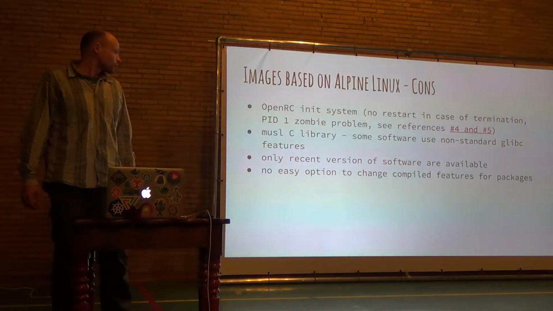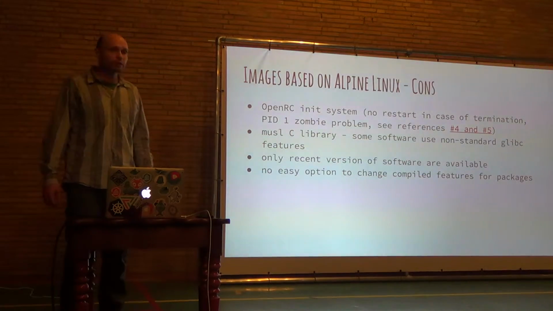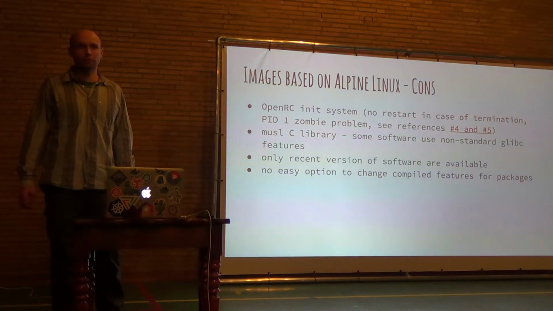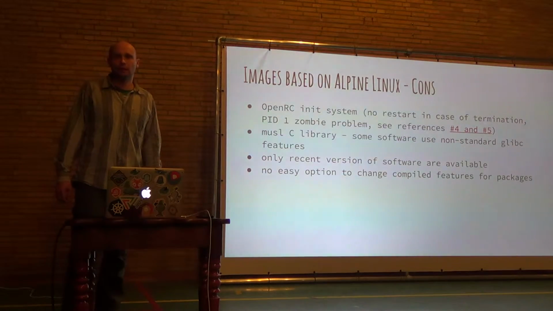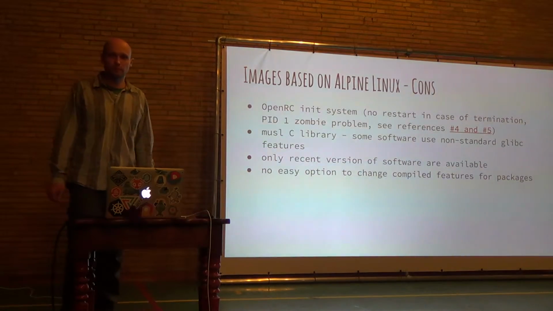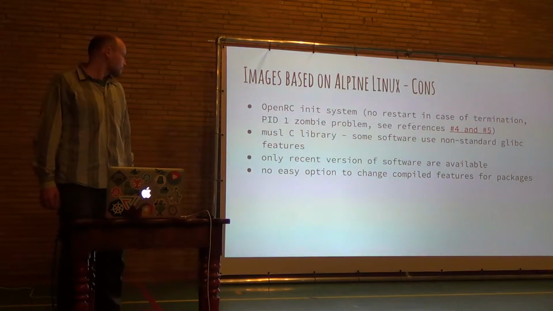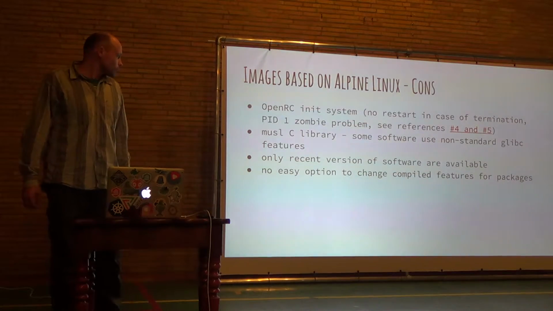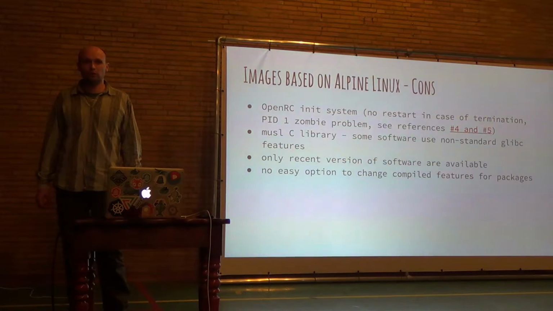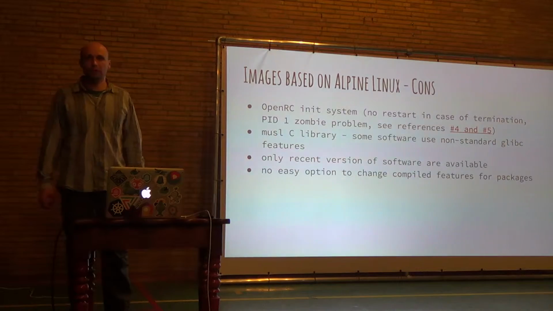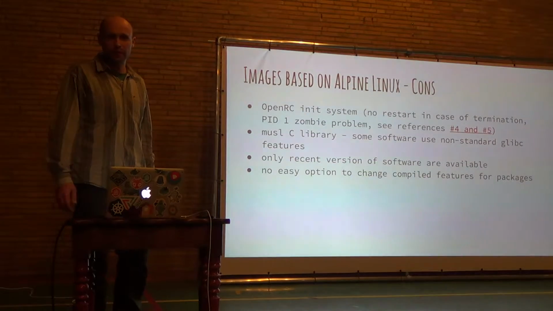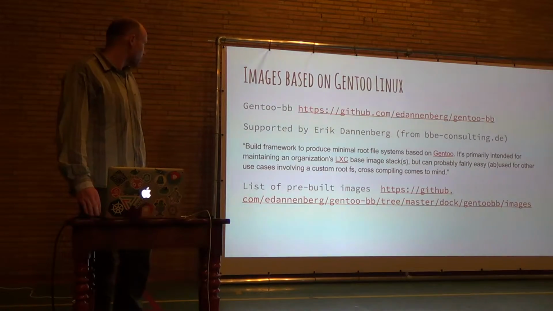And not all recent versions of software are available in the Alpine package manager, so it might be a problem if you want to run, for example, an old version of Node.js or PHP where you know your software is working. And there is no easy option to change compiled features, but that's common for Ubuntu as well. For example, you just use pre-compiled packages, and you have to start with the options that the maintainer has chosen.